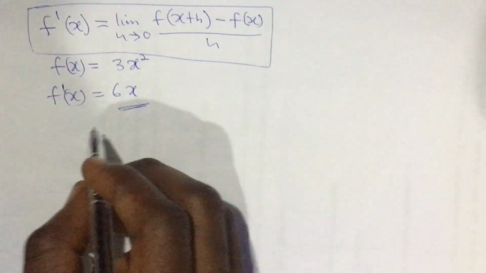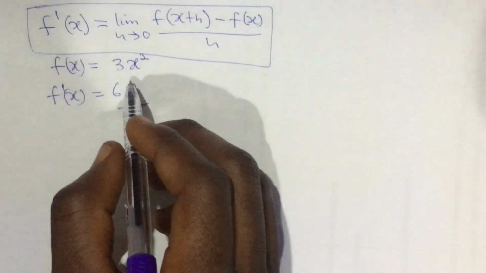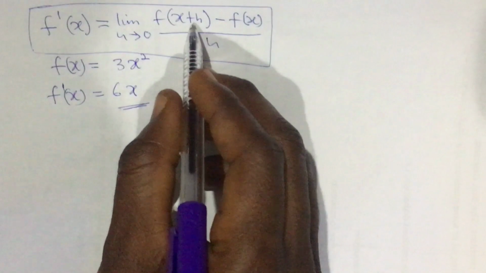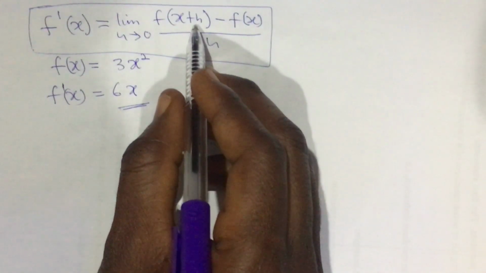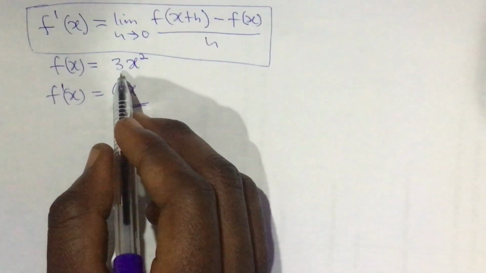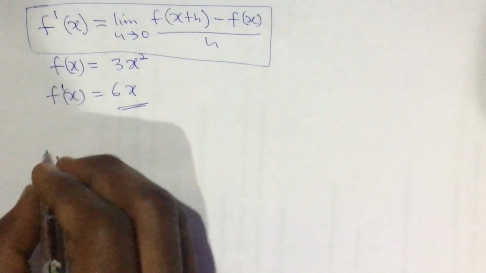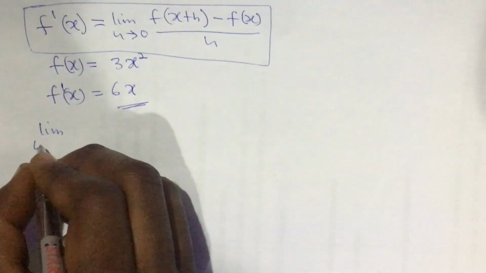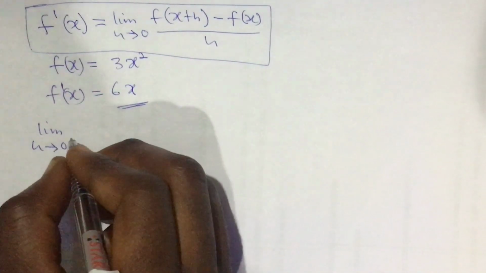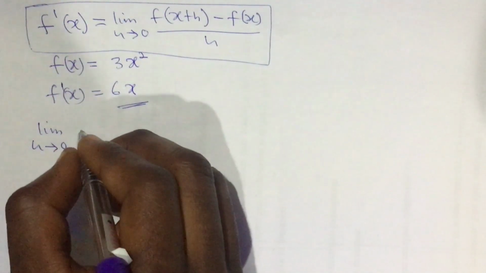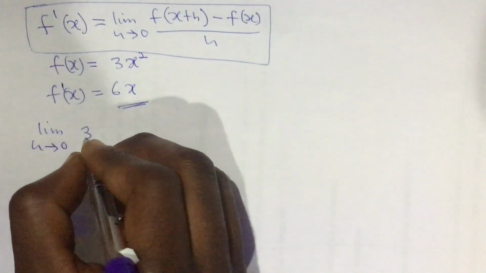Remember, anywhere we see x, we're going to put x plus h. And our f of x, we're already given to be 3x squared. So let's get started. Limit as h approaches 0, then we're given 3.